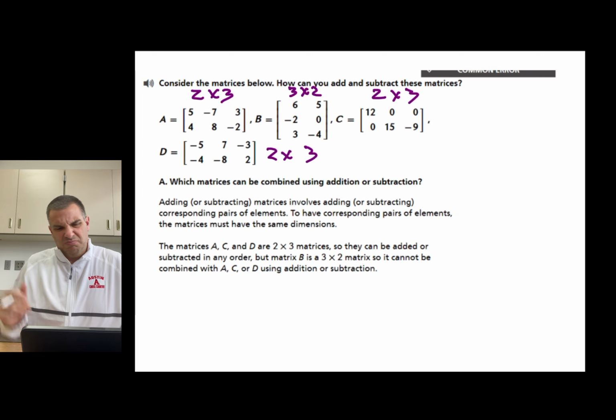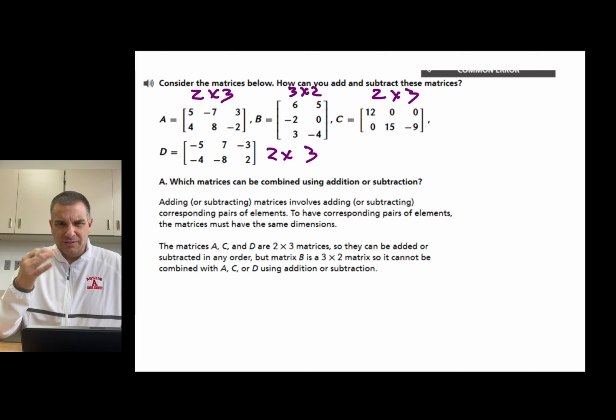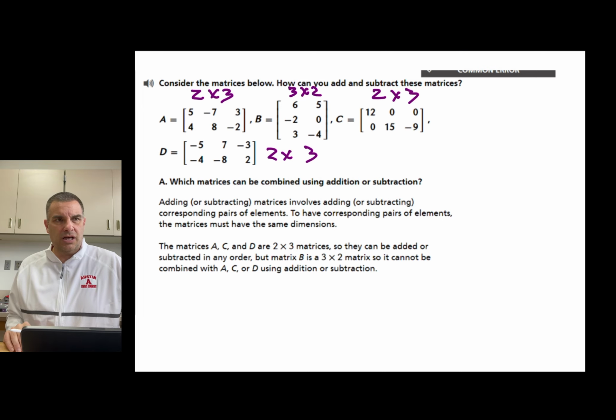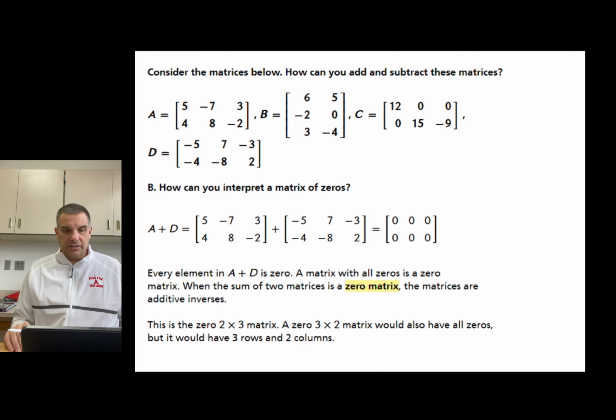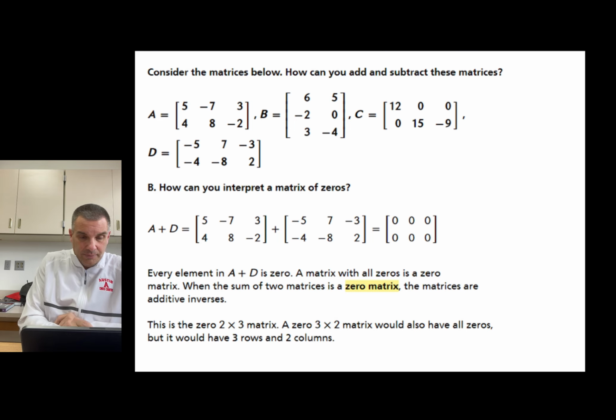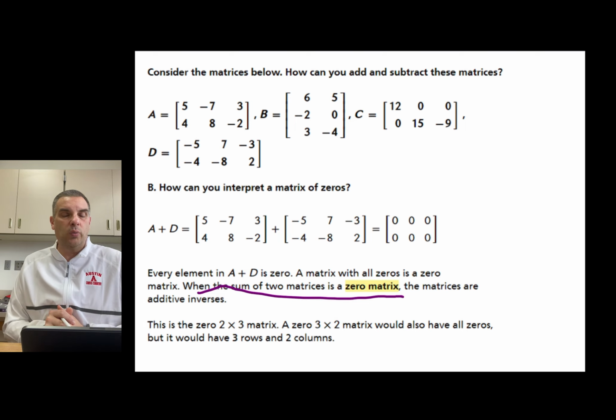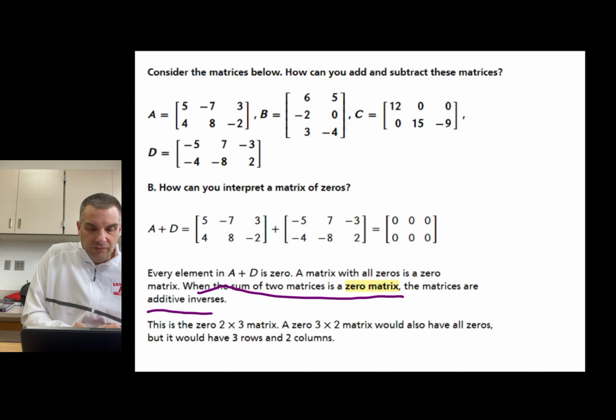Okay? Pretty straightforward. We're not going to add any of them; we just showed that you could add. Now that we have some terminology taken care of, the next thing we're going to talk about is what we call a zero matrix. When the sum of two matrices is a zero matrix, the matrices are what we call additive inverses.